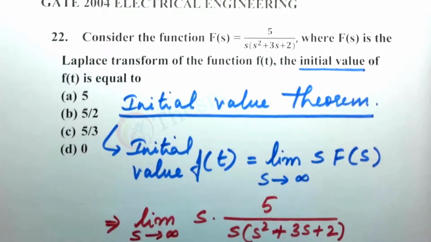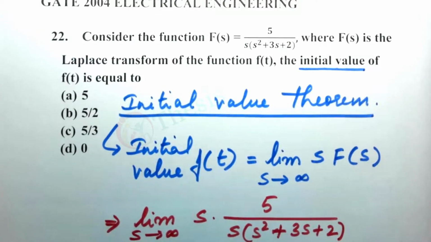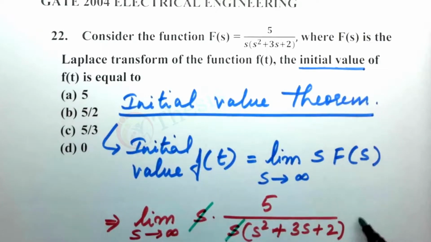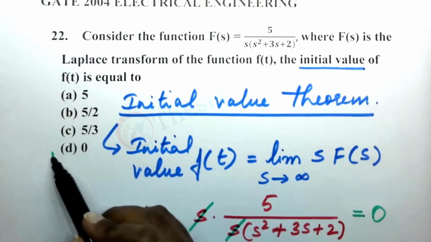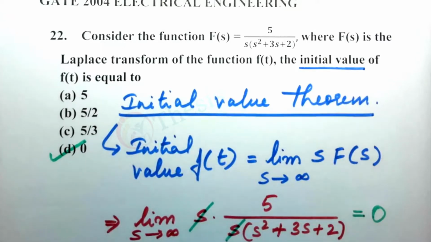So if we substitute the value of infinity in this case, limit of s tends to infinity, 5 divided by s square plus 3s plus 2. Now, infinity, if we put over here, 5 divided by such a large number is obviously 0. So our final answer is D, 0.